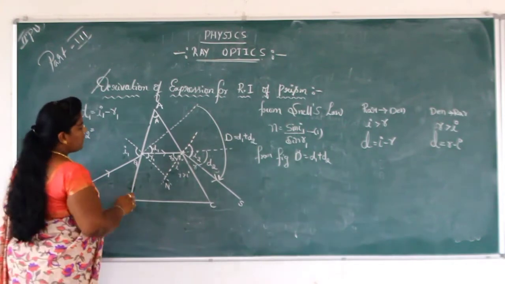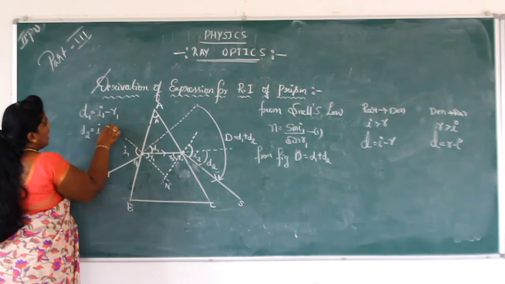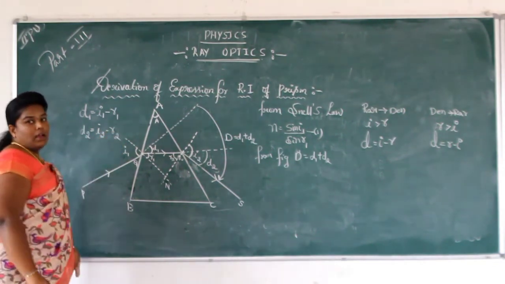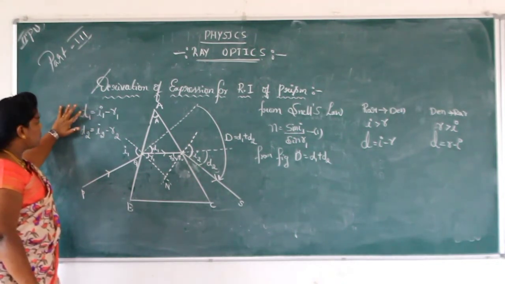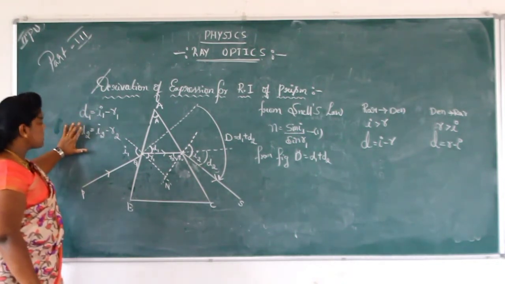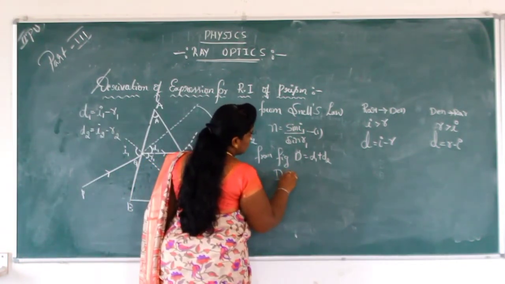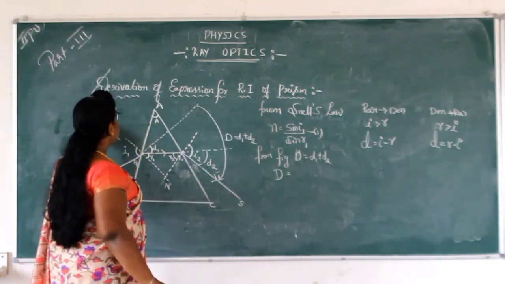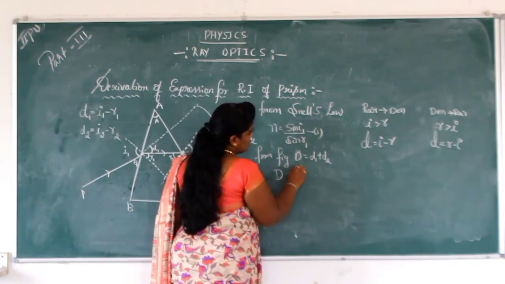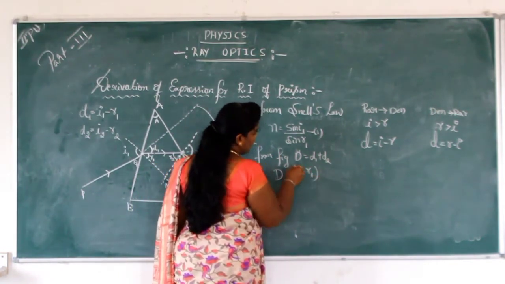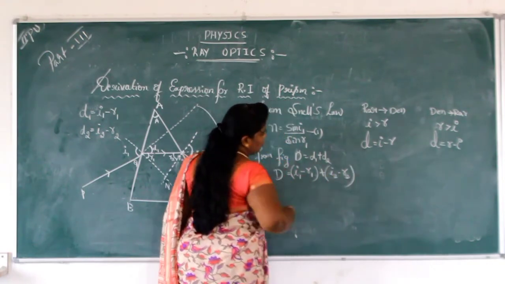So dear students, what happens now? For this reason, I want to write it as I2 minus R2. Finally, we got the values of D1 and D2. D1 is written as I1 minus R1 and D2 can be written as I2 minus R2. So now D becomes equal to D1, which is I1 minus R1, plus D2, which is I2 minus R2.